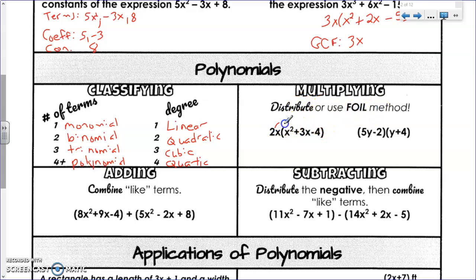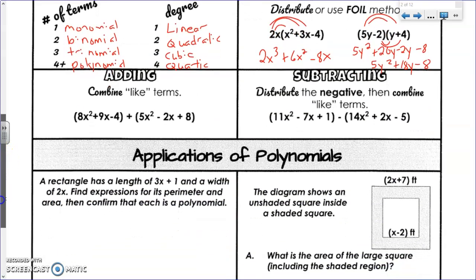All right, when you're multiplying, you're going to get 2x cubed because we're going to distribute, and we add exponents, 6x squared minus 8x. Here we can use the box method, or we can distribute and get 5y squared plus 20y minus 2y minus 8, like terms in the middle, so you get 5y squared plus 18y minus 8. Remember you can stop the video and go back and forth.